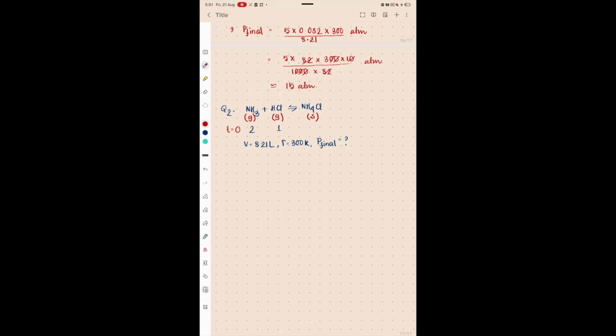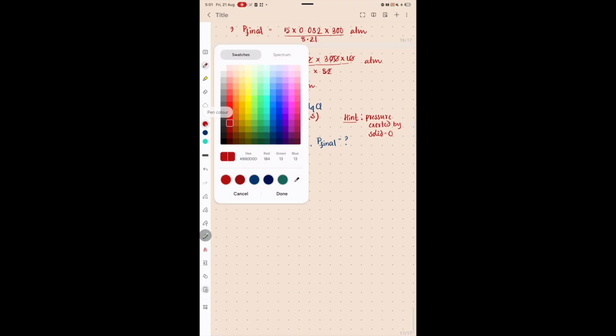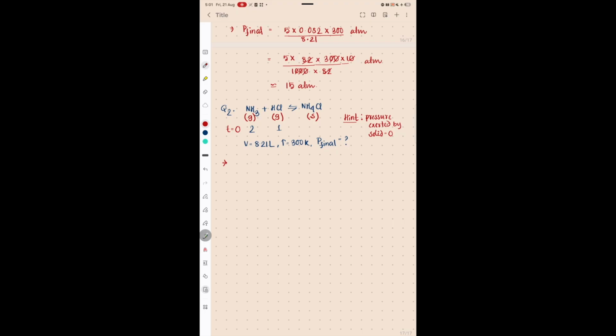So give it a try, and I am always here to help you. One hint is that the pressure exerted by a solid is equal to 0. So use that hint and try to solve this. Hopefully you have solved it.